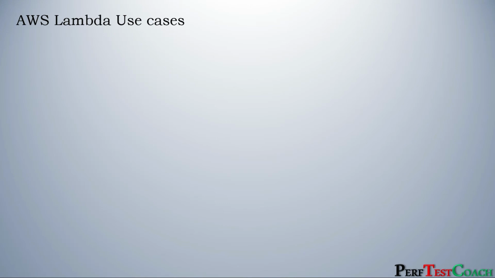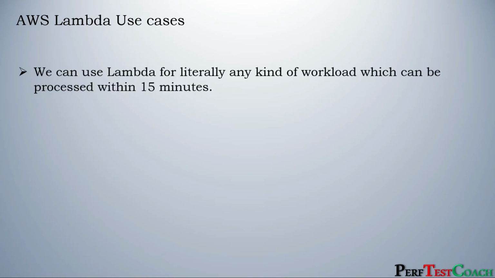AWS Lambda use cases. So where can we use AWS Lambda? We can use Lambda for literally any kind of workload which can be processed within 15 minutes. If each request is expected to take more than 15 minutes to process, then you cannot use Lambda. One more thing to note, when using Lambda, we will not have any control over the servers on which our code runs. So you will not be able to SSH to the AWS EC2 instances on which your code is running.